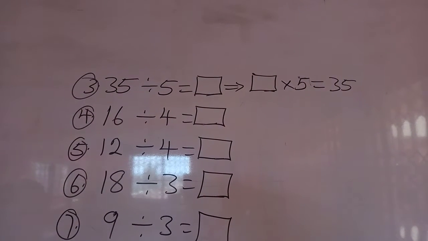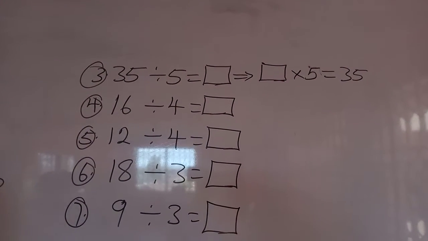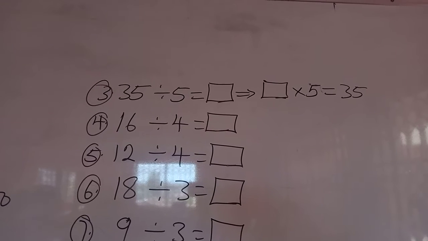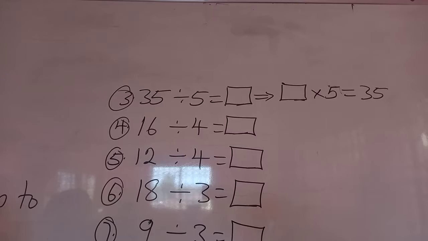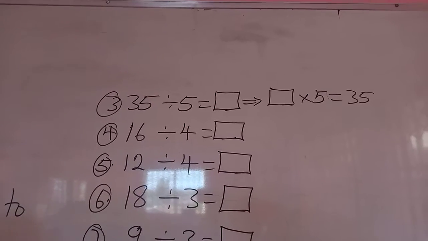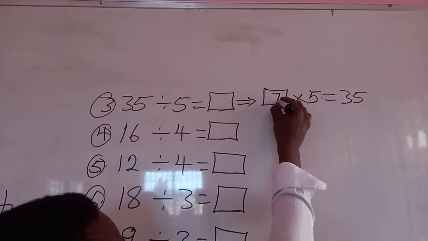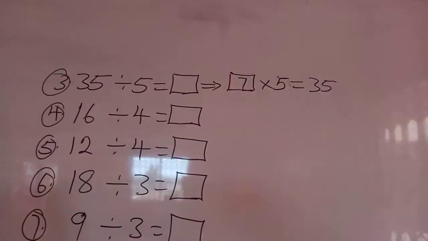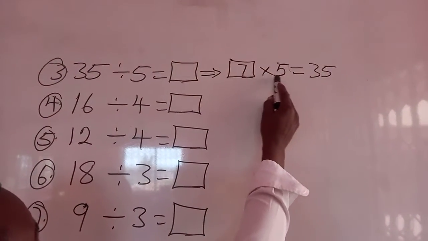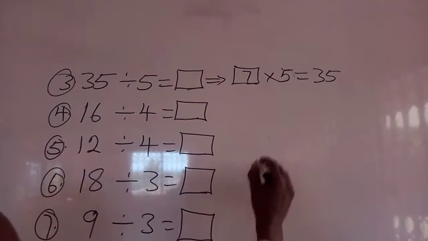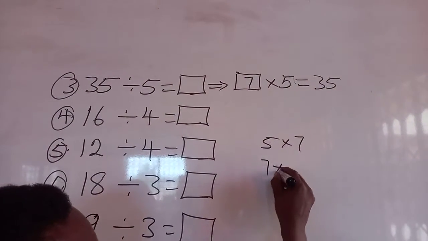5, 1, 5; 5, 2, 10; 5, 3, 15; 5, 4, 20; 5, 5, 25; 5, 6, 30; 5, 7, 35. Okay, the moment you get to the number, you stop. 5, 7, 35. So it means that 7 times 5 will give you 35, or 5 times 7, or 7 times 5.